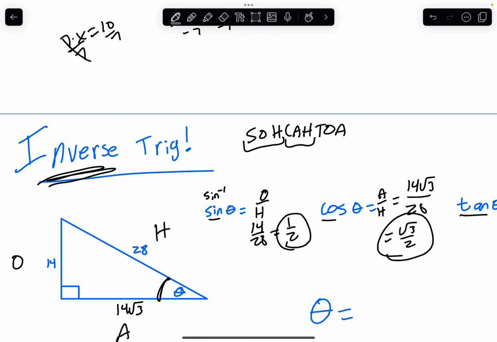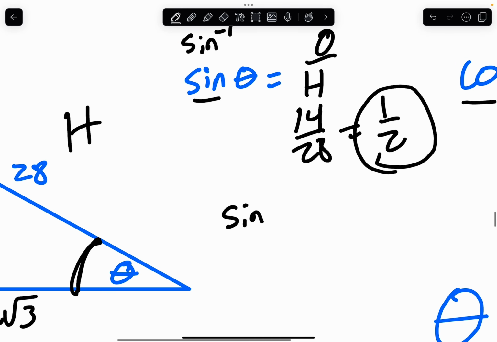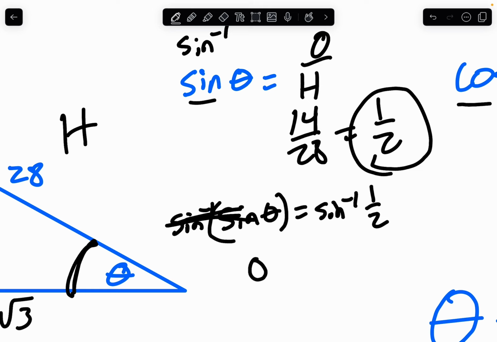Okay, so what would we do on the first one? If the sine of theta on the first one equals 1/2, isn't that what we said? We're going to undo the sine. We're going to do inverse sine of sine theta. Well, if I do inverse sine of one side, I have to do inverse sine of both sides. And what happens is the sine and inverse sine cancel each other out, so we're left with theta. And then we have the inverse sine of 1/2. This is what you would type into your calculator.